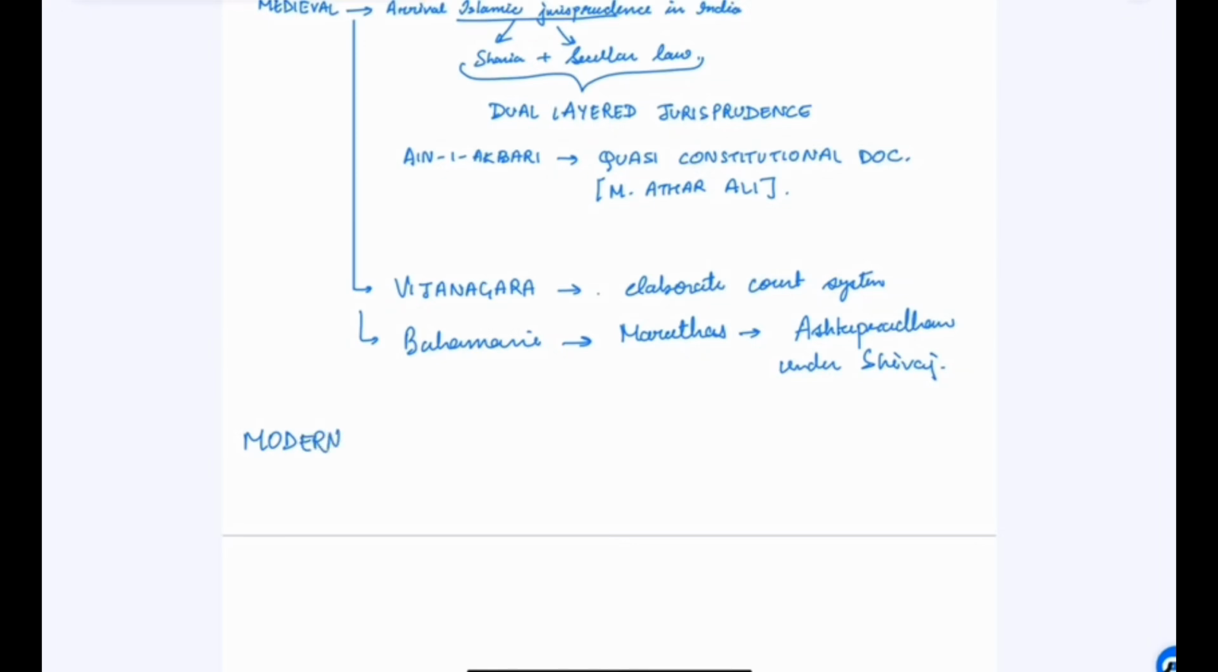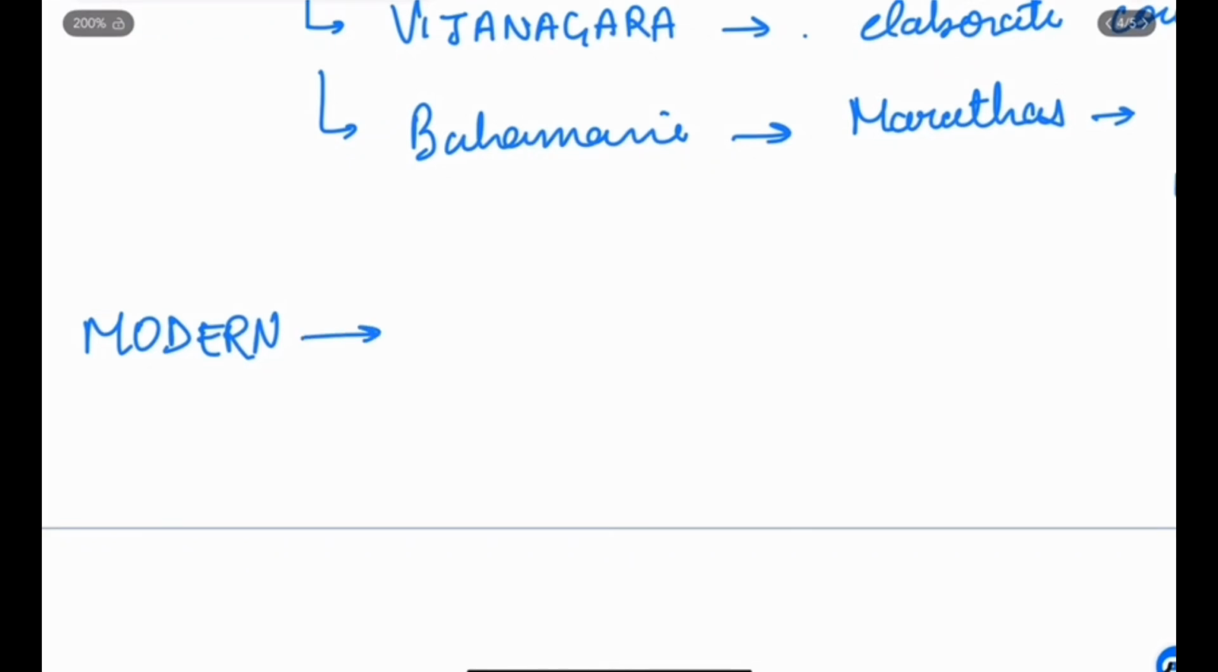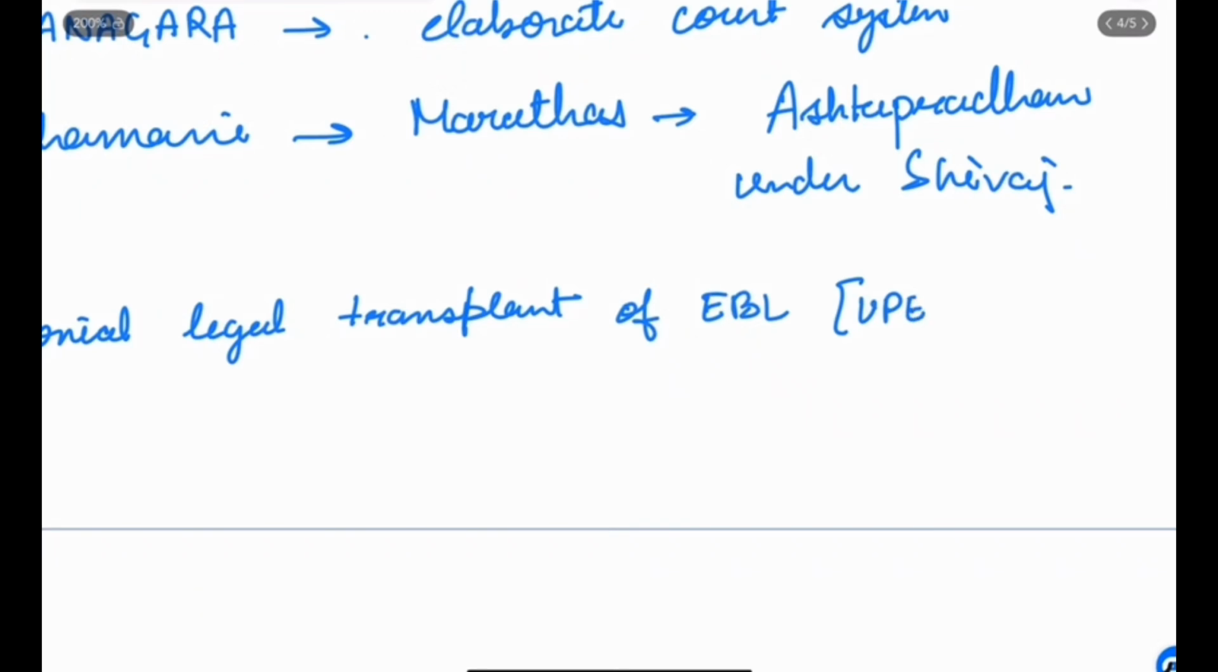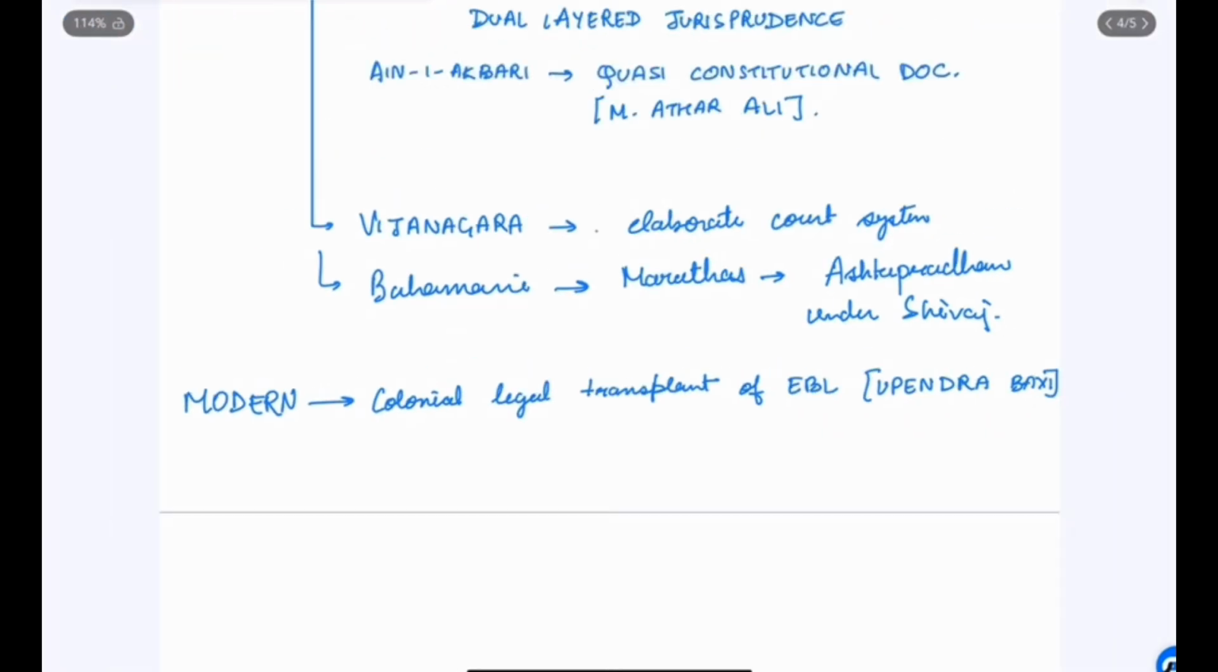Now in modern times we can say that with the colonial legal transplant of equality before law. This is a very interesting term used by Upinder Singh. What is it? Legal transplant of equality before law. What does this mean?